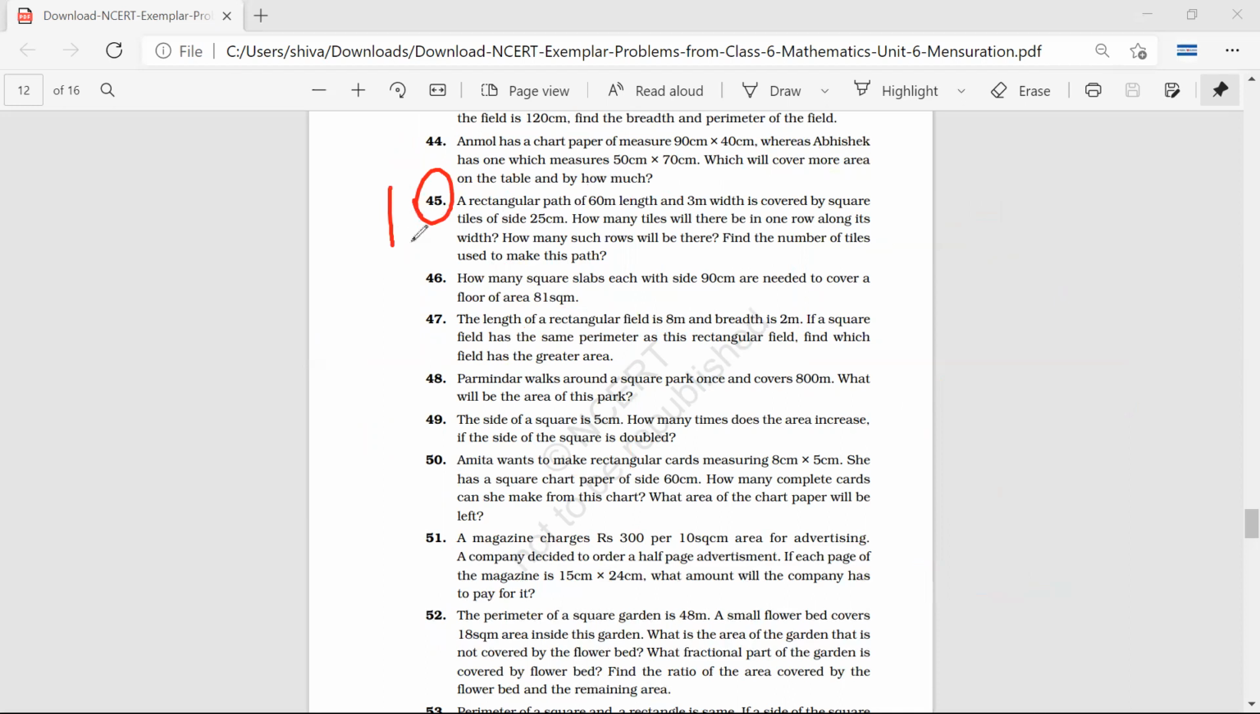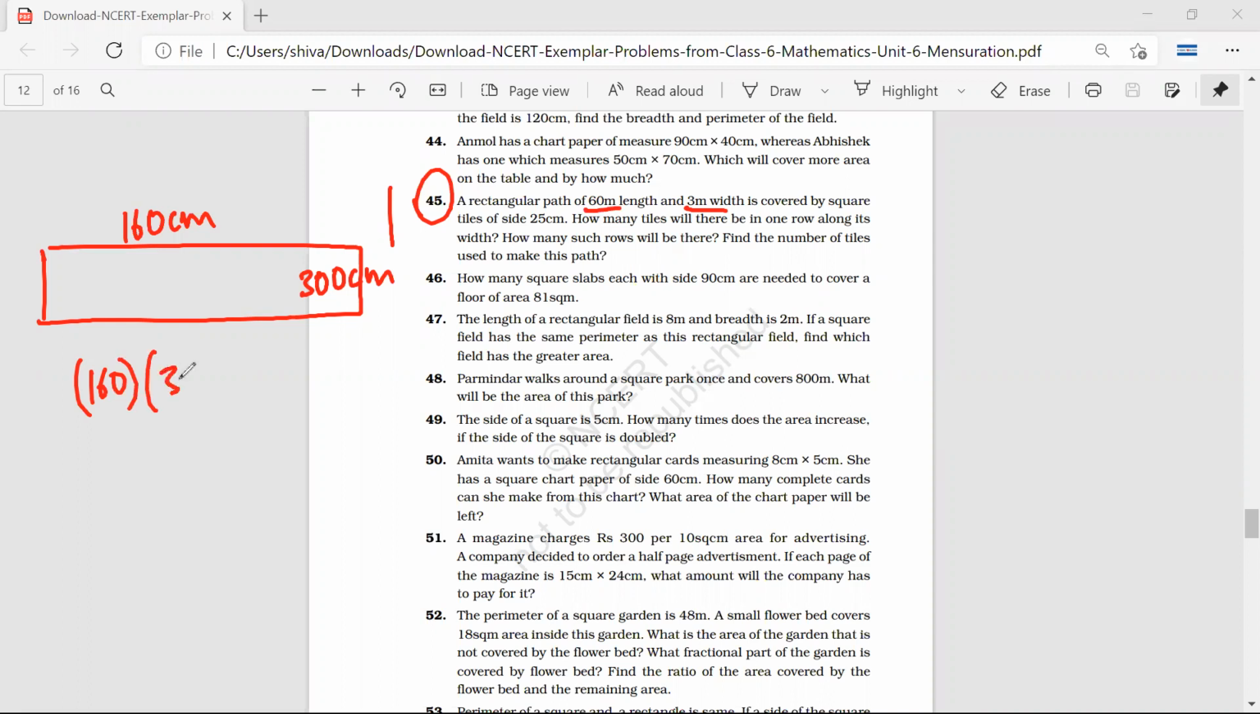Question number 45, Sarthak. So area of the rectangular park is 60 into 3, so 180 meters squared. And then area per square tile is 25 into 25, so 6.25 meters. Okay. And then number of tiles used will be 180 divided by 6.25. So 28.8 tiles will be used. And the number of tiles per row will be 60 divided by 6.25.